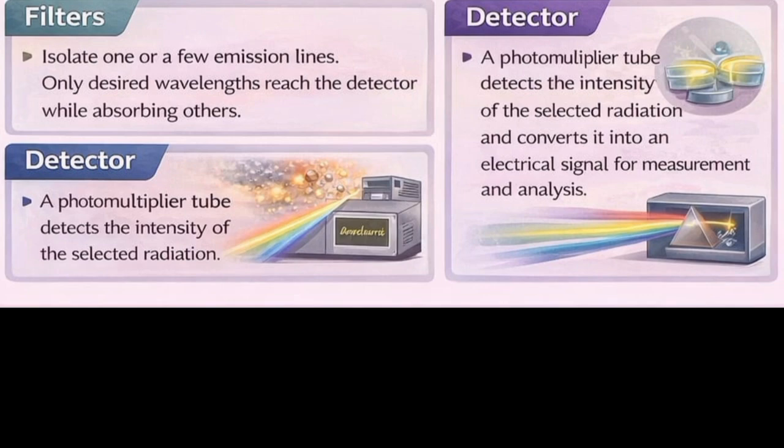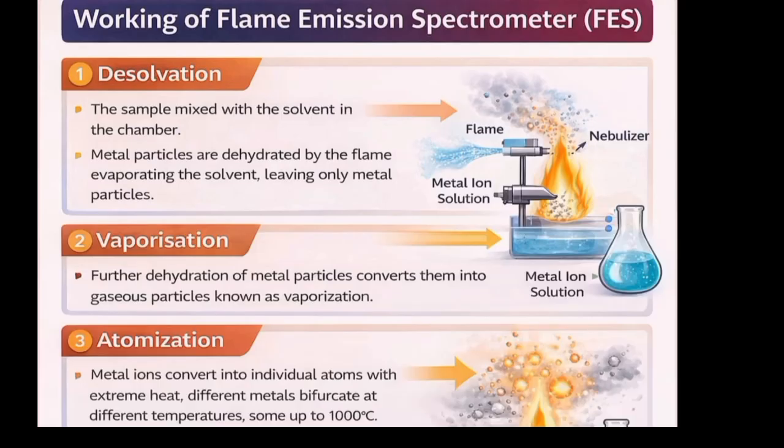Working of flame emission spectrometer. Desolvation. The sample is mixed in the solvent in the sample chamber. So, in this step, the metal particles are dehydrated in the flame, thus evaporating the solvent. Now only metal particles remain in the flame.